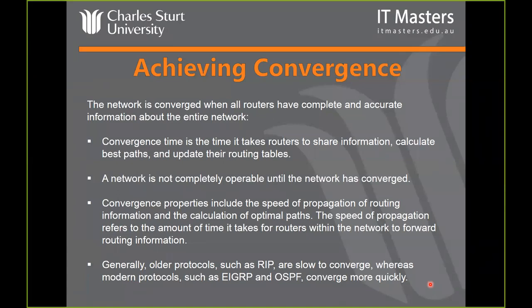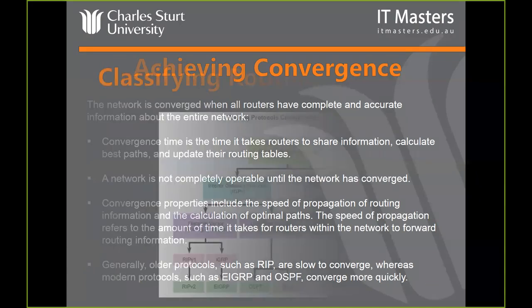So the properties around convergence are related to the speed of propagation of the routing information and the calculation of the optimal path. That can be limited by protocol, by IOS version, by hardware platform, by memory, processing speed, all that sort of stuff. And generally, older protocols like RIP are much slower to converge compared to EIGRP and OSPF, as an example. Some of that is based on the fact that it's an older technology. Part of it is also that it's a different type of routing protocol, which we'll have a look at shortly.